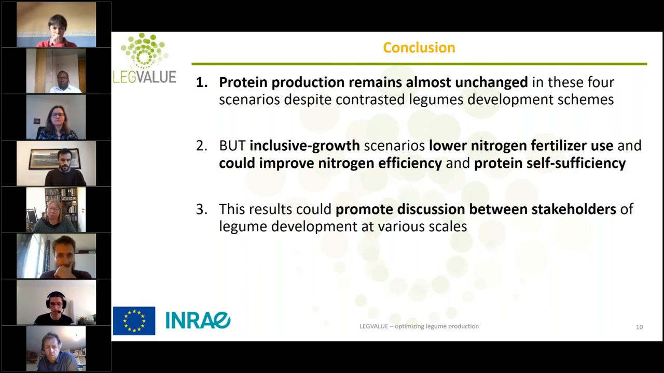The method presented here can be used at smaller scale, like regional level, with more accurate data to promote discussion and exchanges between stakeholders. That's very interesting when you want to make private companies and farmers discuss and meet, because it does not require giving critical strategic information about companies.